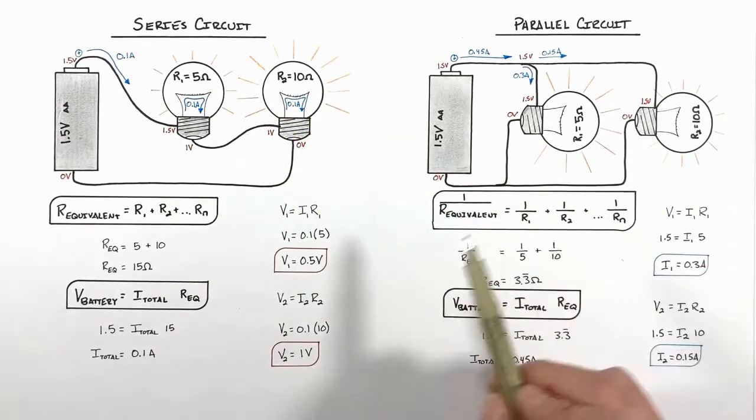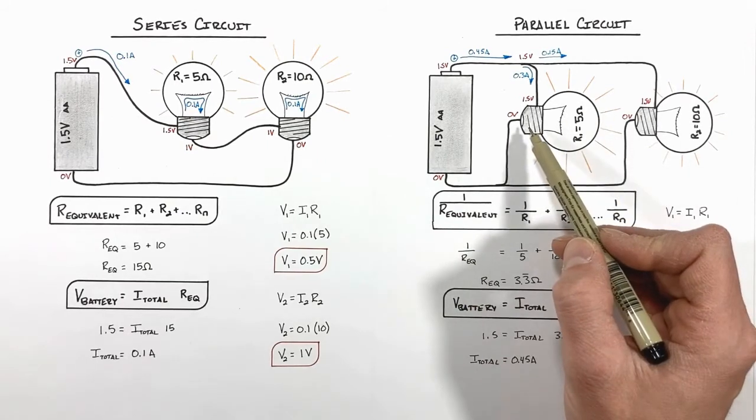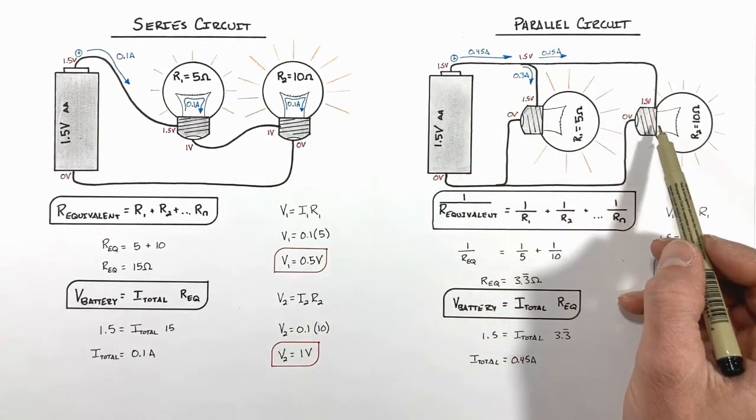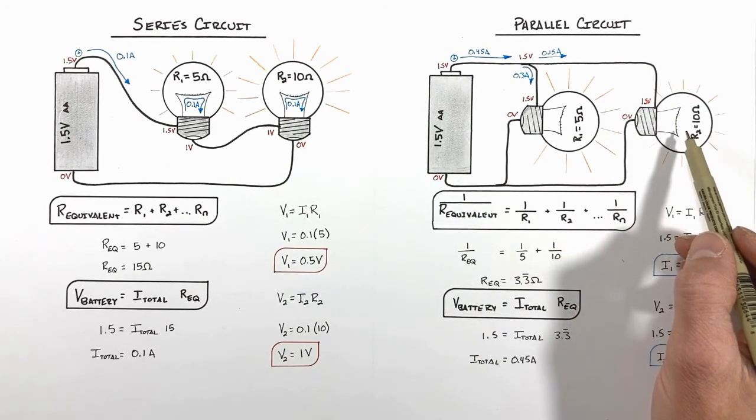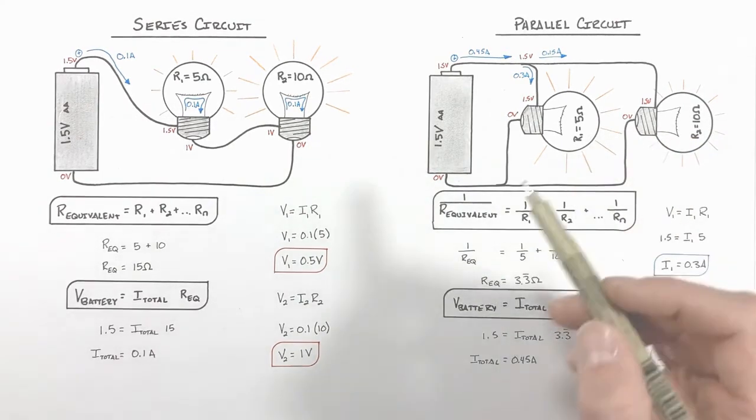In a parallel circuit, if this bulb was to burn out, there's still a pathway for the charge to flow along, which means this bulb right here would still have charge flowing through it and it would stay lit. And on that note, that's all for now.